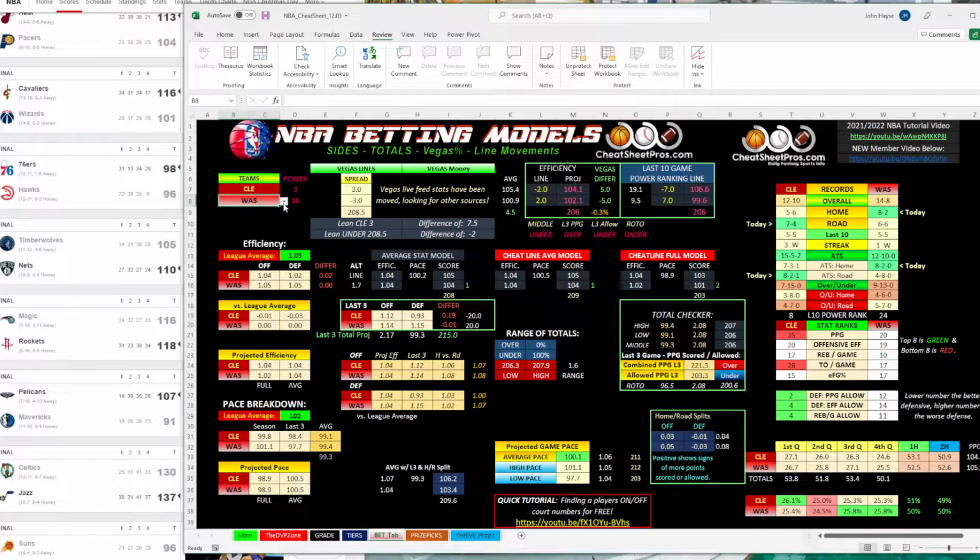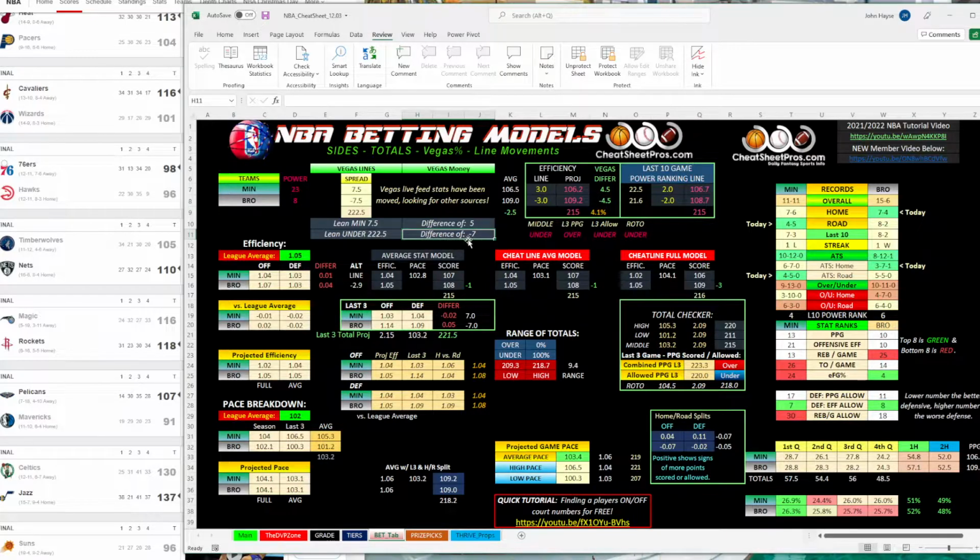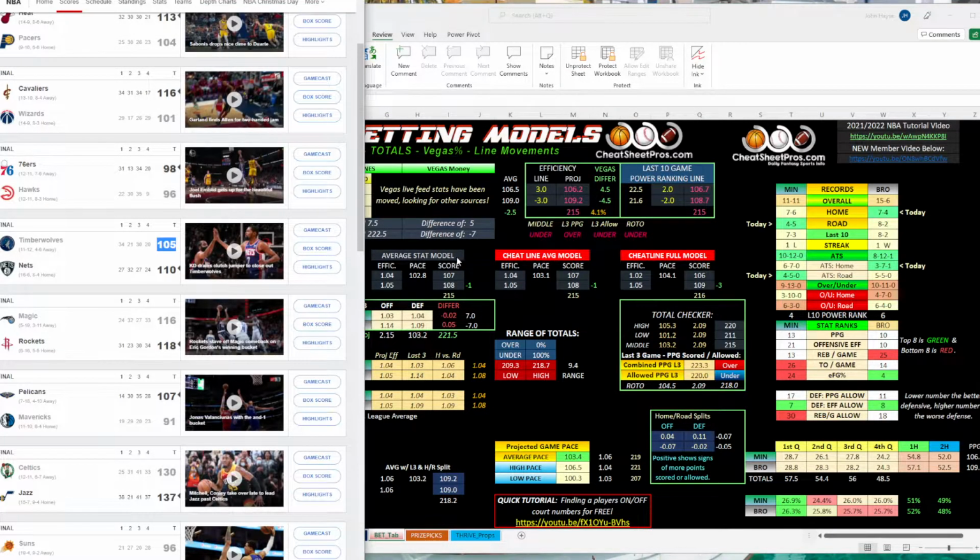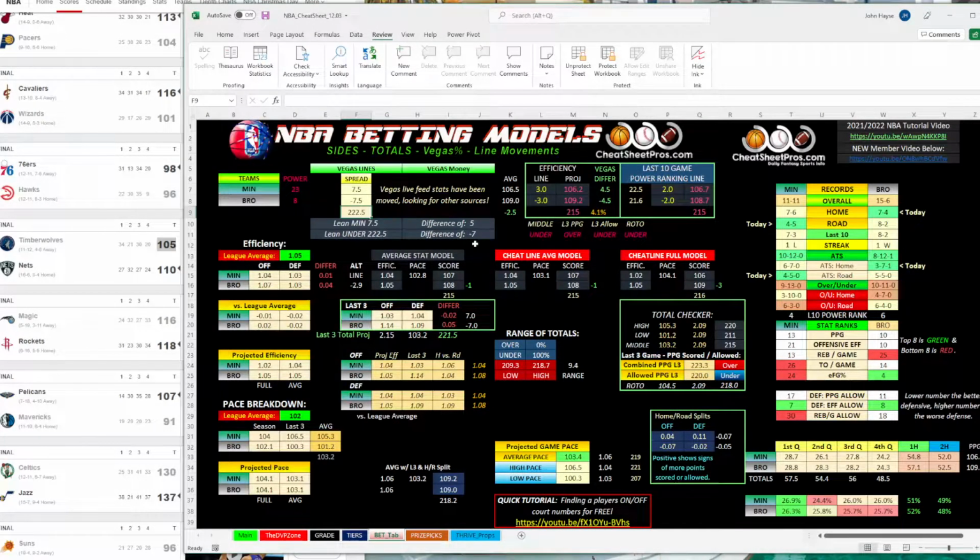The other one that came up, let me flip across here. So here's a difference of 7 again, and these were the only 2. So a lean under 222.5, difference of 7. If you played this under 222, it ended up right here at 215. So that went under. So you could say yesterday, if you only played the difference of 7, it ended up going 2-0.